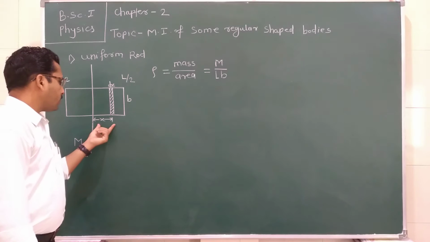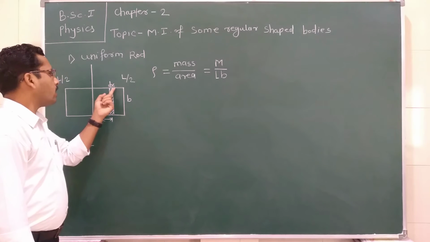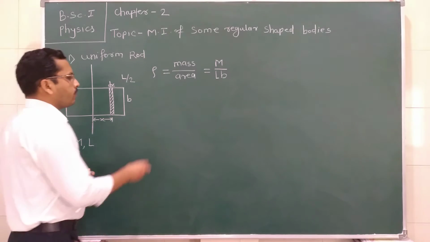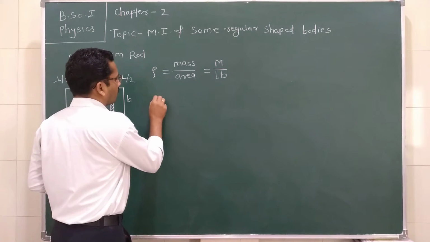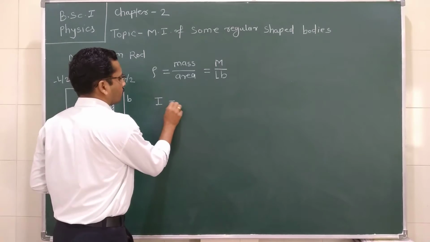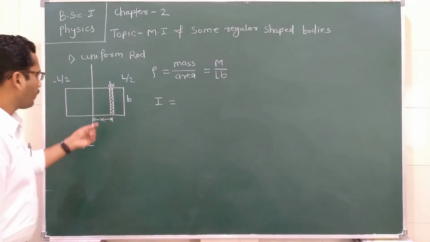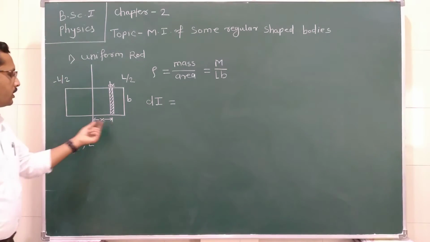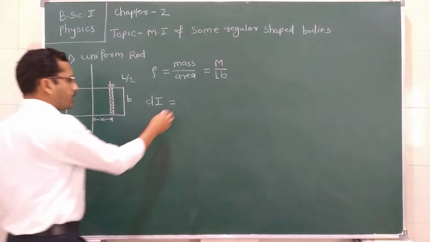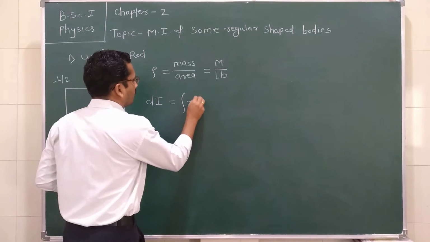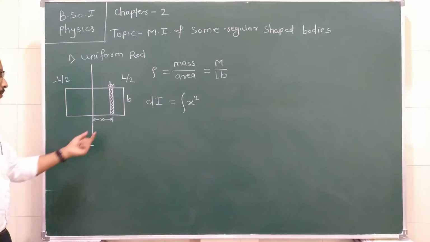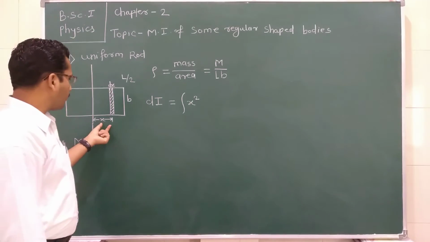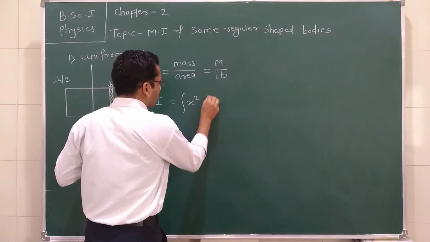So first of all, what is the moment of inertia of this small strip from this axis of rotation? This is a small moment of inertia, so we can write dI. It is equal to the integration of x square. Why do we write x square? Because the distance of this strip from this axis of rotation is equal to x. Therefore, it is x square multiplied by dm.